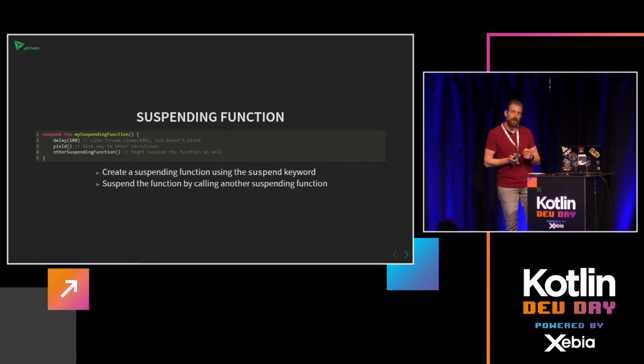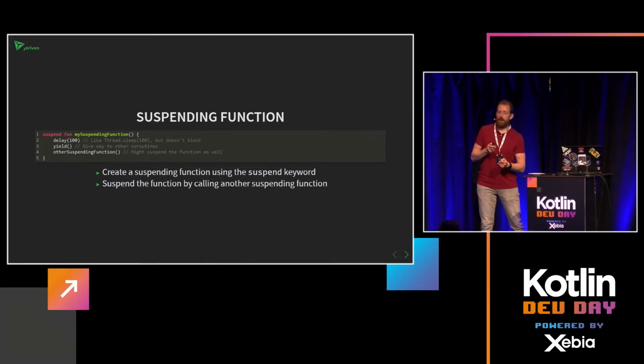A suspending function can be created in Kotlin by using the suspend keyword. Basically this keyword, suspend, is the only language feature of the Kotlin language needed to implement coroutines. All the other stuff is under the water in the Kotlin coroutines library. But in terms of language features, you only need the suspend function.